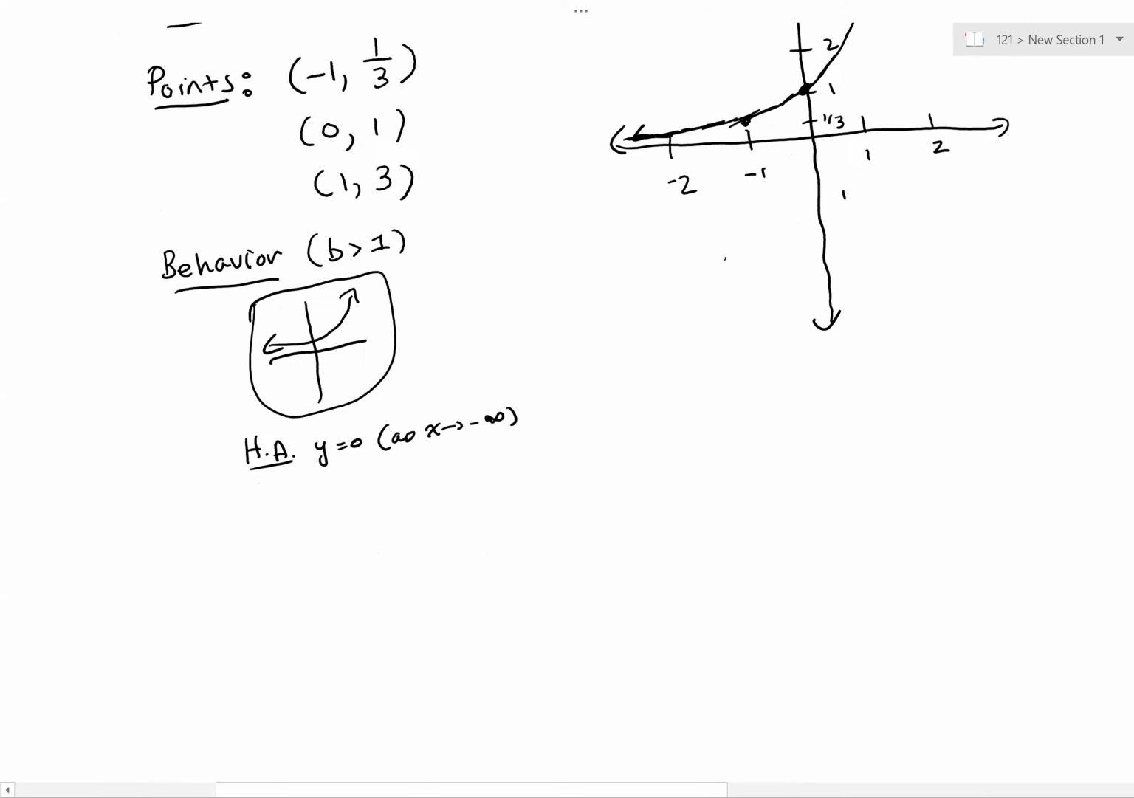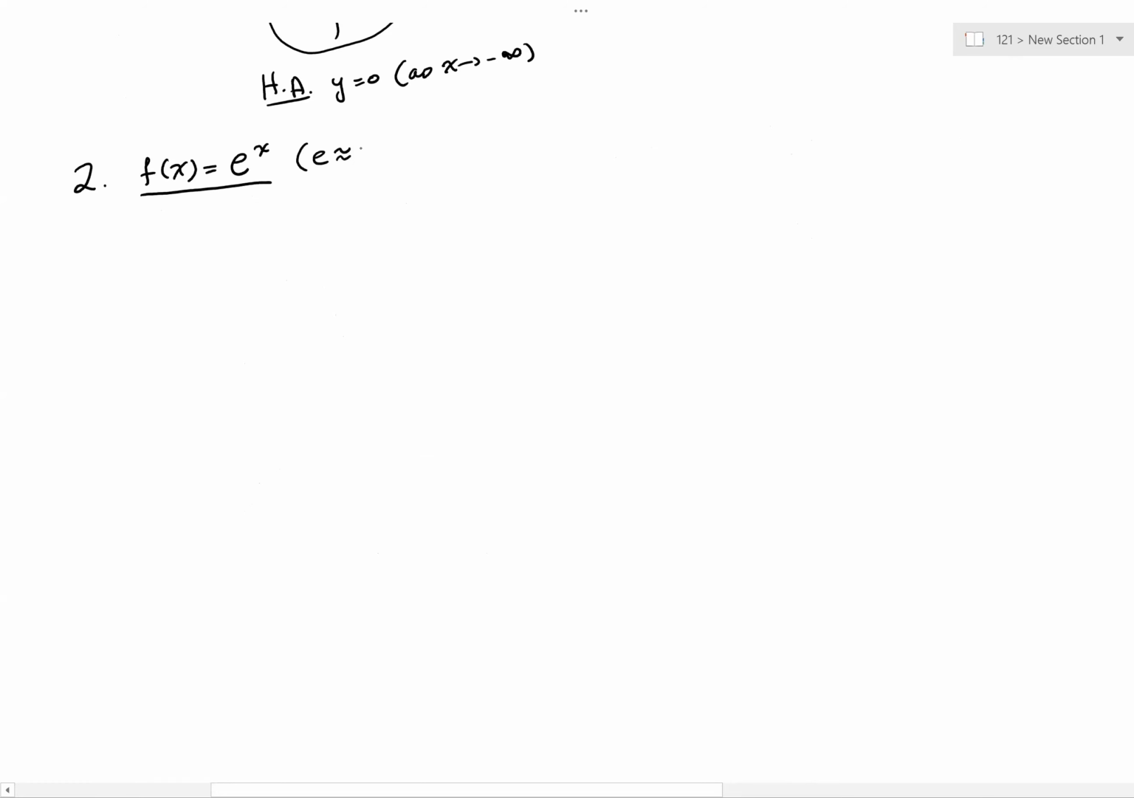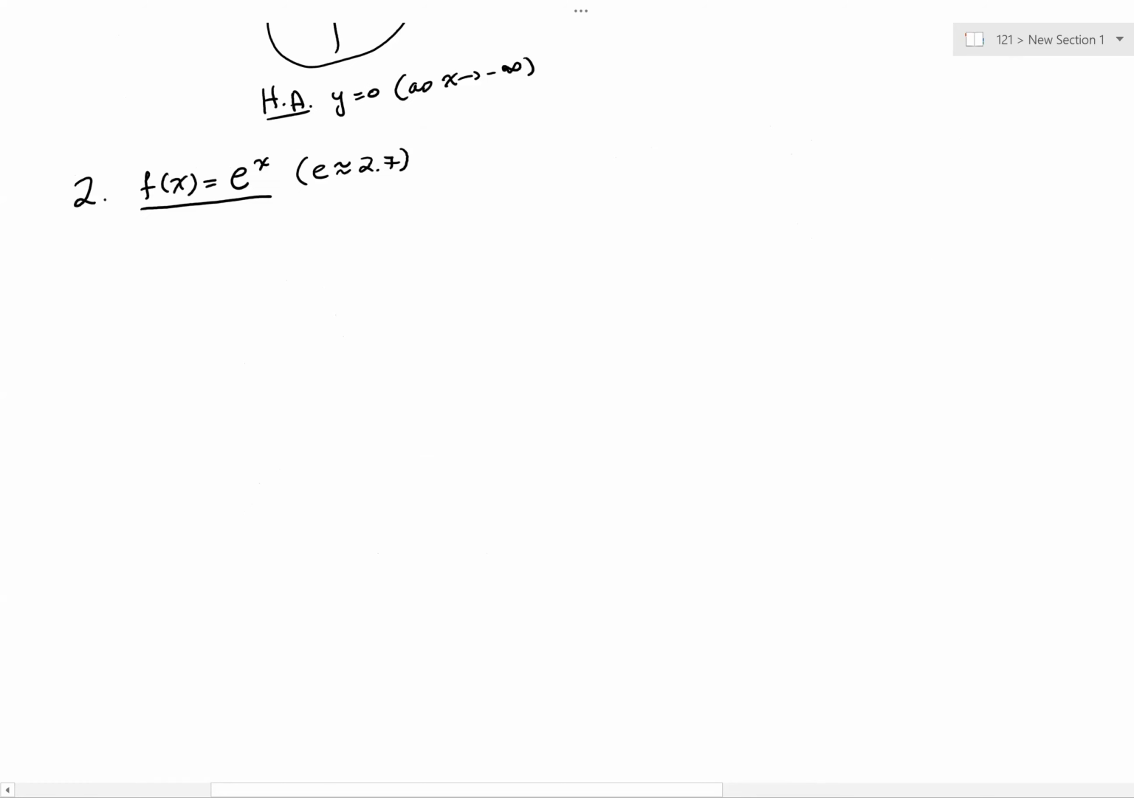Let's look at the second one. Here we're looking at f of x is equal to e to the x. Remember the number e I talked about in the first video? We're going to pretend that e is basically the same number as 2.7, just for graphing purposes. So we're going to picture it as a number that's close to but less than 3.